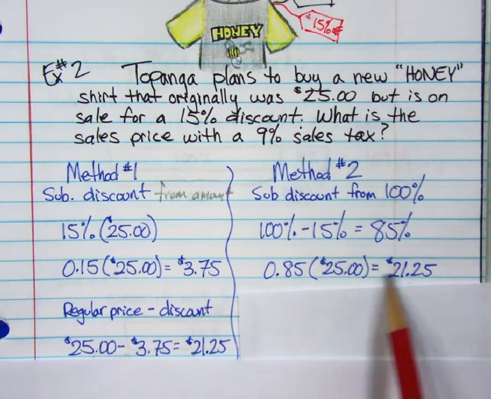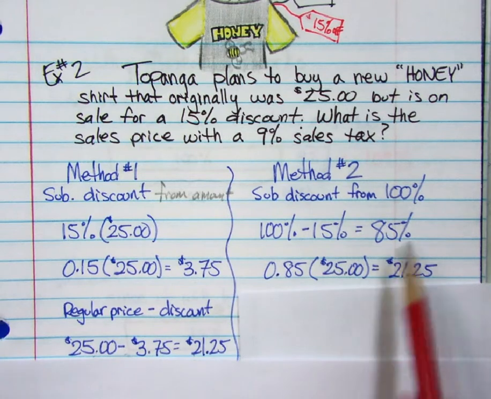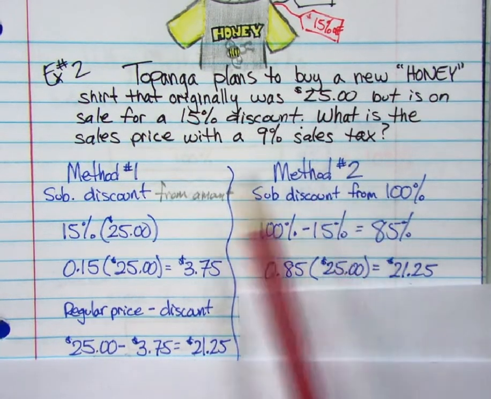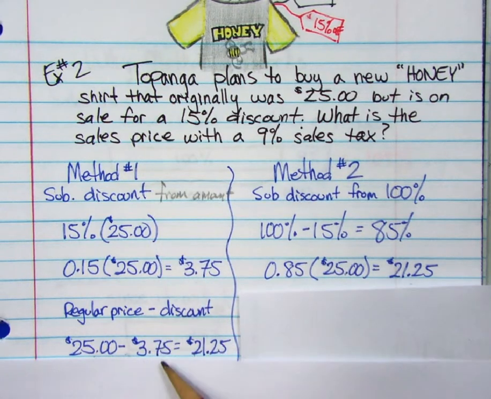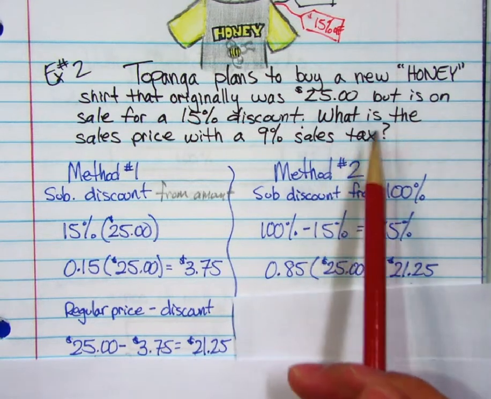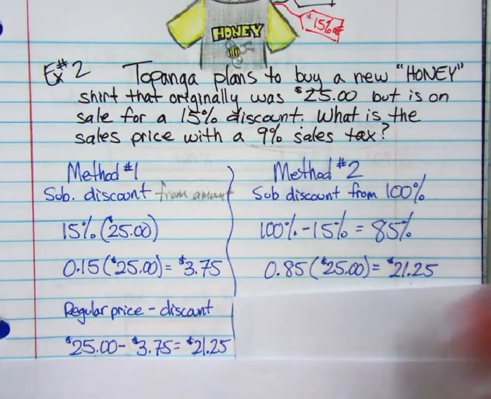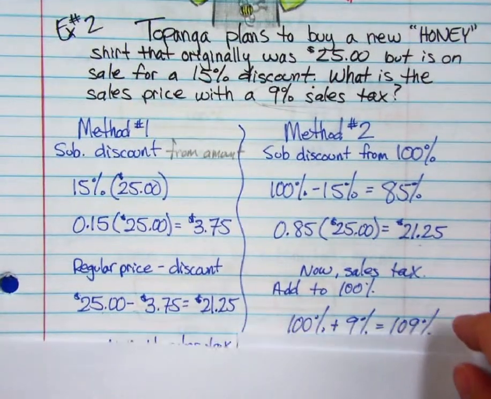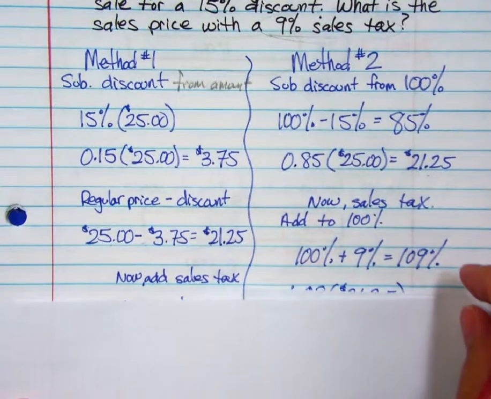So both are the same. For me, I prefer this way. It makes sense to me, and it's a little bit less work. For you, it might be better to go this way. You choose. Whatever works for you, make it work for you. And then the last part of this question asks you to also add 9% sales tax. So now I've got to go back, and I'm going to still use the same methods, okay?